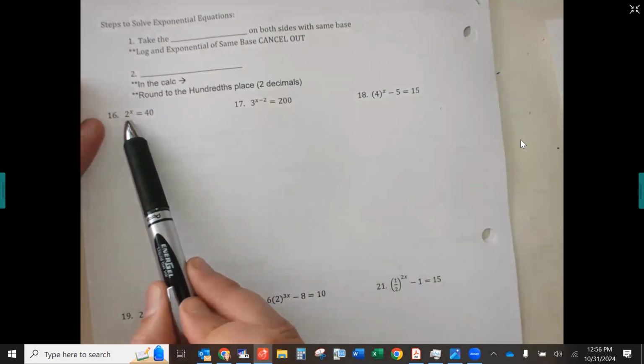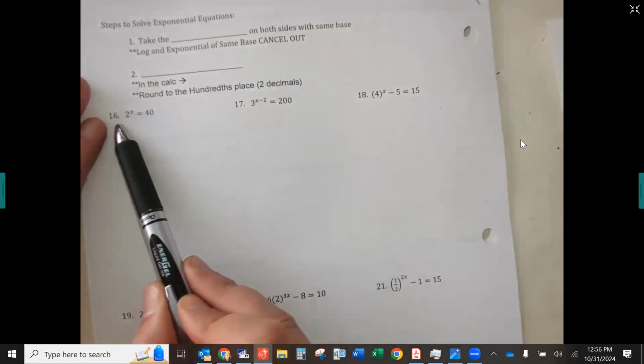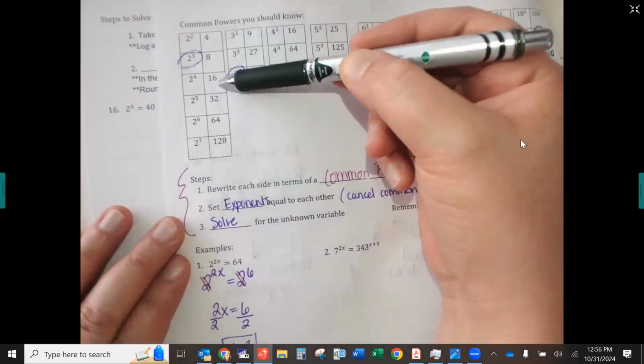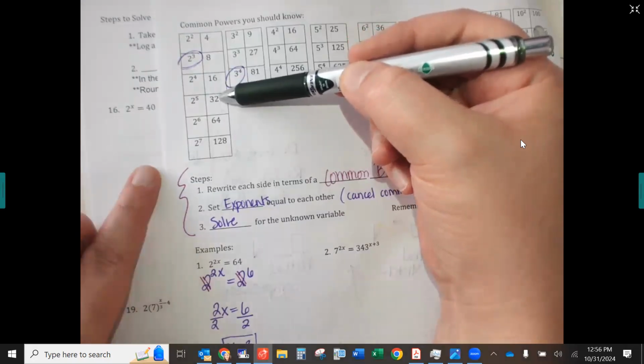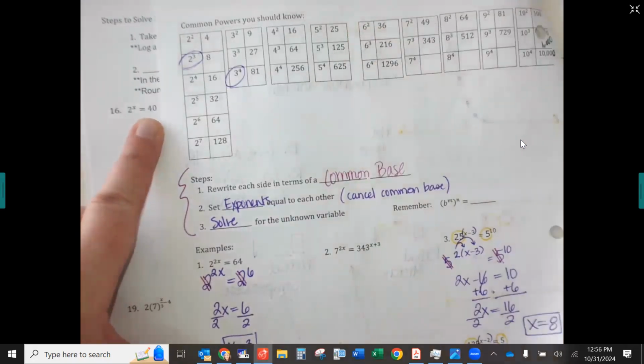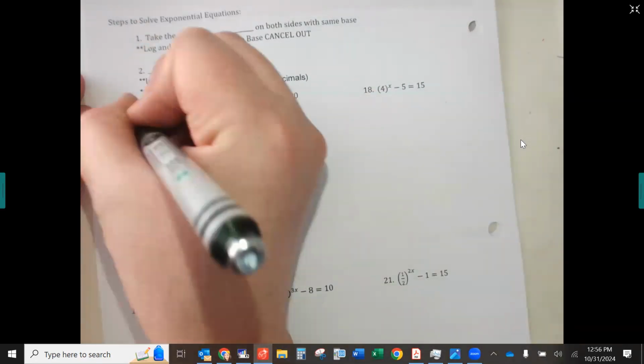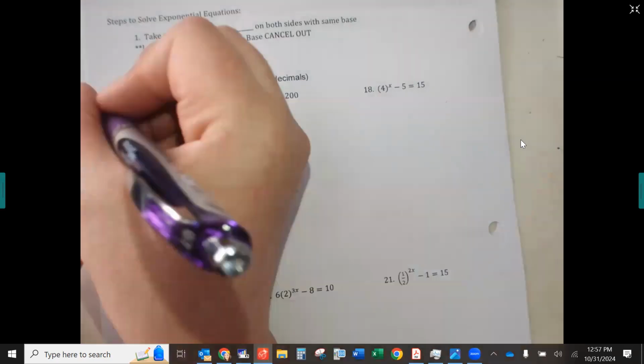Okay, so now taking a look at the back side. If you were to look up 40 in the twos chart, you would notice that it's not ever gonna show up. The closest we can get in the twos chart is gonna be 32, but notice it never actually gives us 40. So what we can do now to get rid of a big two is we're gonna log little two on both sides.